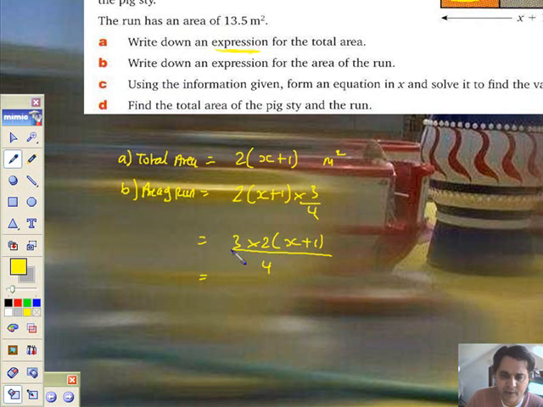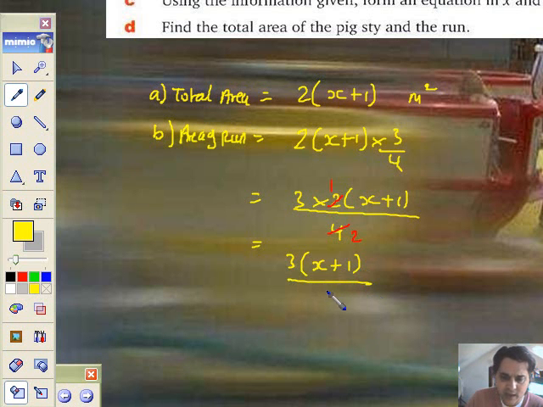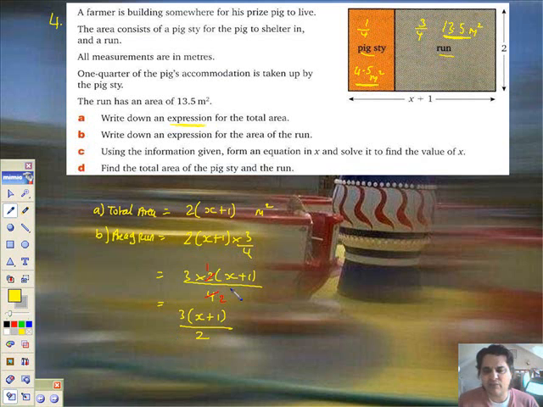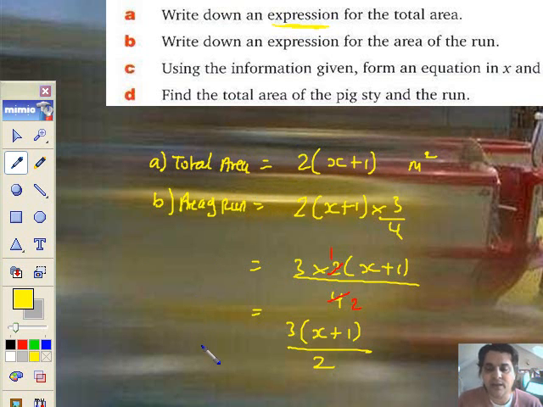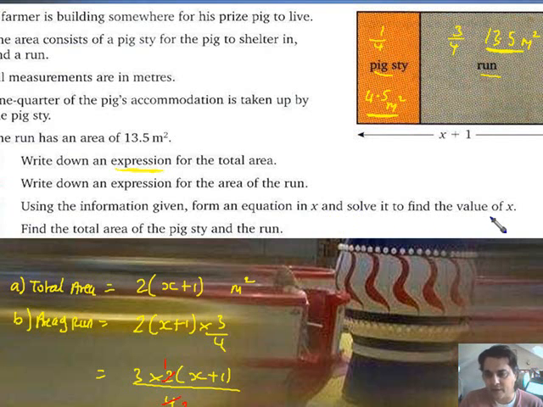We'll just simplify that a little bit. We've got 2 and 4 can cancel down quite nicely. So that's effectively a half, isn't it? So what I've got is 3 bracket x plus 1, and that's divided by 2. So that represents 3/4 of the entire area as shown in part A. Now use the information, form an equation with x's and solve it to find the value of x. Right, x is this little part of the length of the accommodation. So this is part C.